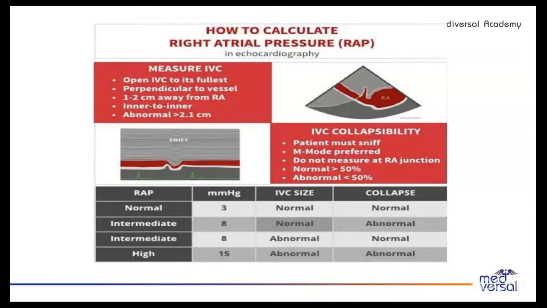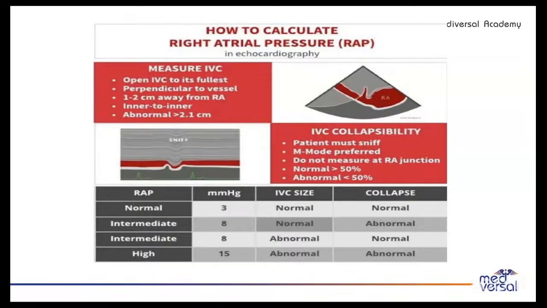If IVC size is normal and there is 50% collapsibility, the mean right atrial pressure is 3 mm of Hg. If IVC size is normal and collapsibility is less than 50%, it is 8 mm of Hg. If IVC size is more than 2.1 centimeters and collapsibility is more than 50%, it is 8. And if size is more than 2.1 centimeters and collapsibility is less than 50%, the right atrial pressure is approximately 15 mm of Hg.